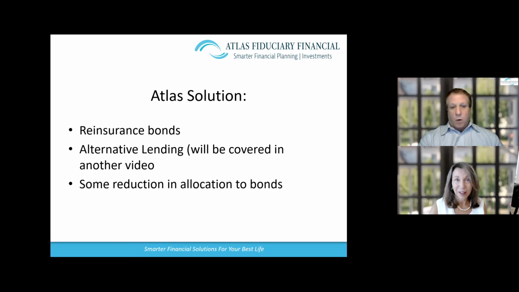And so we also have another solution, which we'll be talking about in another video. That's alternative lending, which we're just going to give you a teaser right here. We're not going to mention what it is and what it means. So that means you're going to have to watch our next video. I also have to talk about convertible bonds, which have been just a wonderful addition. So yes, we have a lot more to talk about. Yes, we sure do. And by the way, part of our solution is we have reduced somewhat our allocation to traditional bonds, traditional fixed income, to try to make up for it with the reinsurance bonds and the alternative lending category.